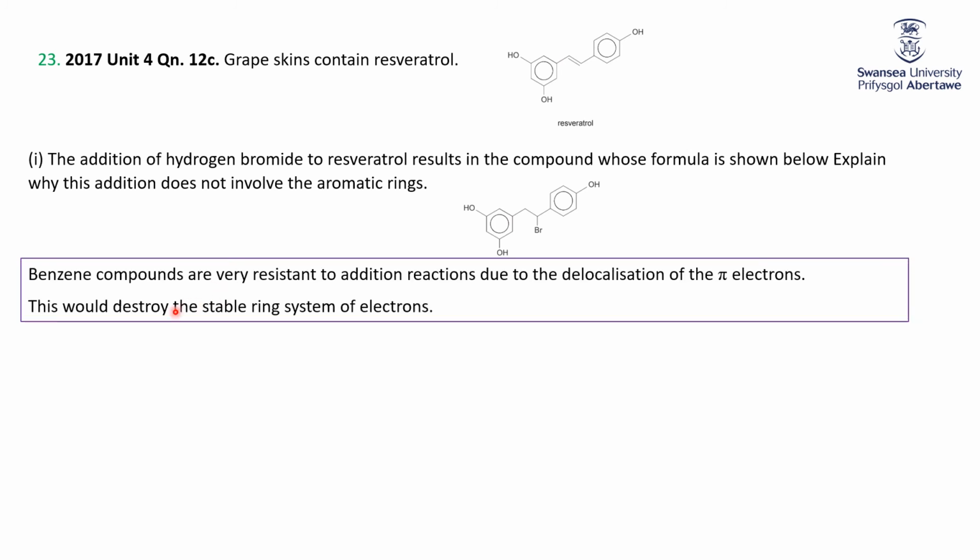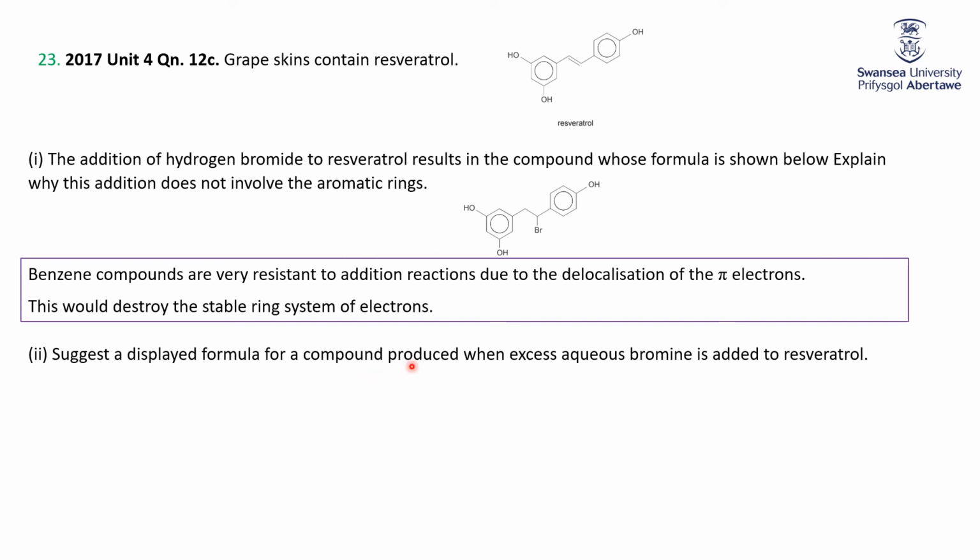And the answer is because benzene compounds don't undergo addition unless there are really peculiar systems, because of all the pi electrons. They're not localized like in a double bond, they're delocalized around the aromatic ring. And if we react those pi electrons with something to do an addition reaction like we saw here, it would destroy the very stable delocalized ring.